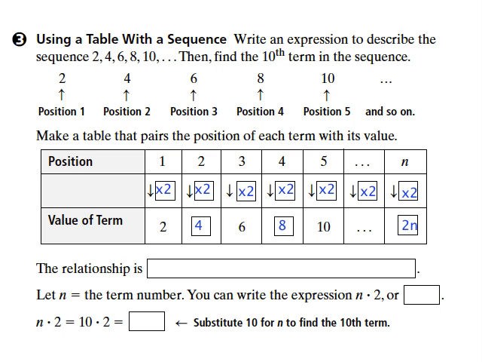The relationship is multiply the position of the term times 2. Let n equal the term number. You can write the expression n times 2 or 2n. So n times 2 would equal 10 times 2. So the 10th position would have a value of 20. Pause the video if you need more time to copy down this example. Don't forget to write down any questions you might have that we can discuss in class tomorrow.